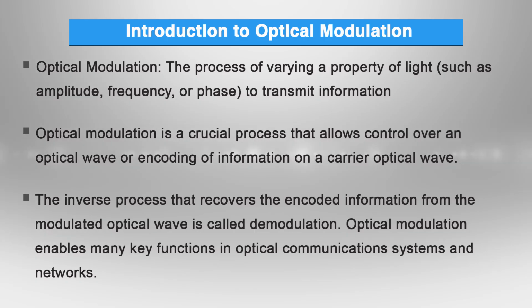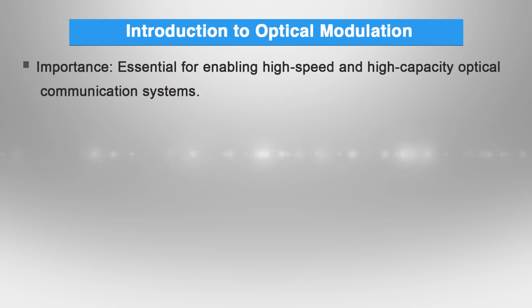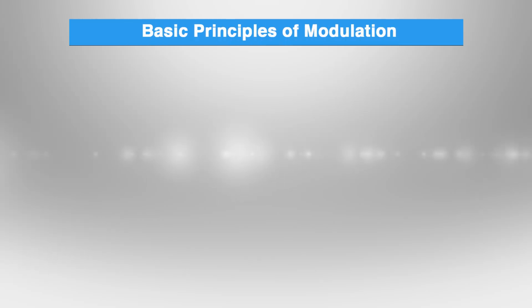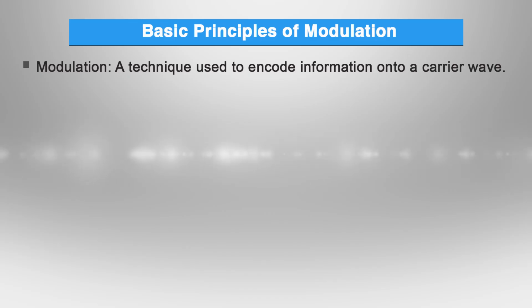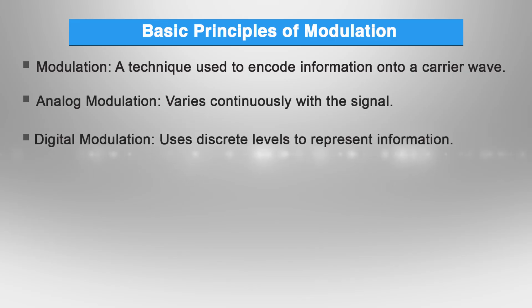Optical modulation enables many key functions in optical communication systems and networks. It is essential for enabling high speed and high capacity optical communication systems. Now, the basic principles involved in modulation: modulation is a technique used to encode information onto a carrier wave. First is analog modulation, which varies continuously with the signal. Second is digital modulation, which uses discrete levels to transmit information.